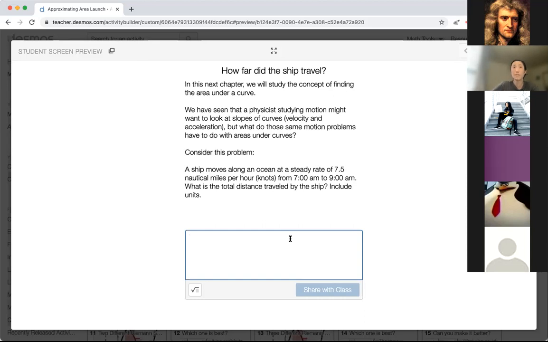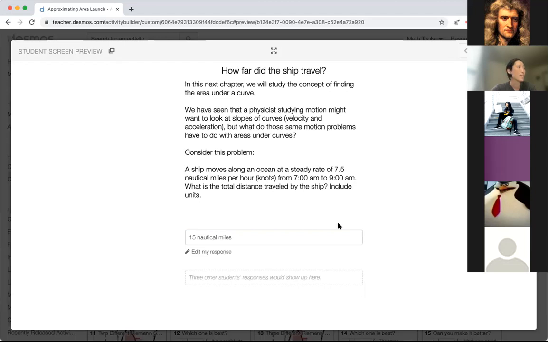15 knots. 15. Okay, I would say I like the number 15. Okay, and I think we got it from 2 times 7.5. But it's not knots because knots refers to the speed, and it's not quite miles either. We would have to specify nautical miles. Okay, so nautical miles meaning miles along, like when you're in the water versus when you're on land. Okay, so 15 nautical miles, that is the total distance traveled by the ship.